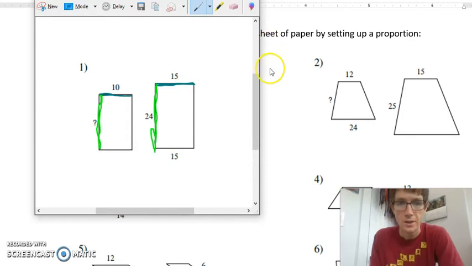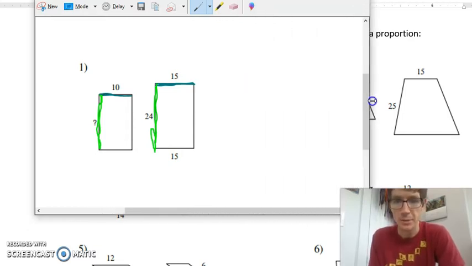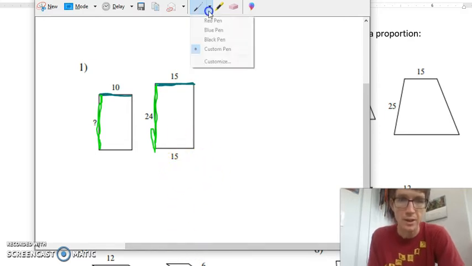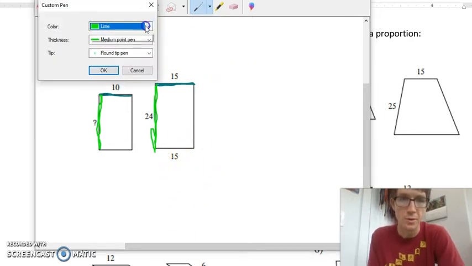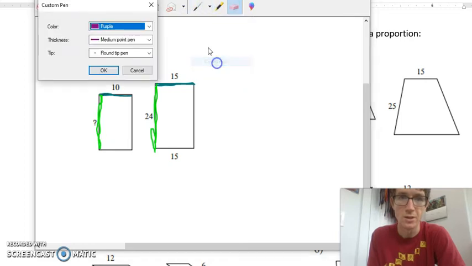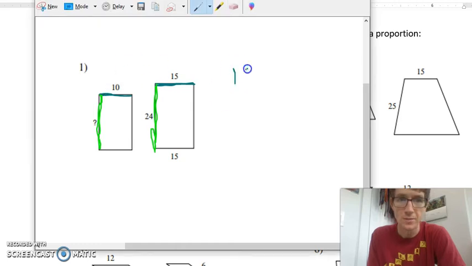Okay. So once you have that, the next step I want to show you guys is to set it up like a proportion, like you learned last week how to do. I'm going to switch to a more visible color. Okay, purple. So we're going to set a proportion, and I want you to use the colors. Let's do teal first. So 10 over 15.